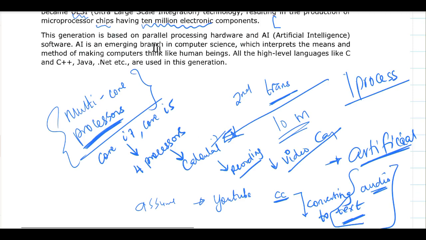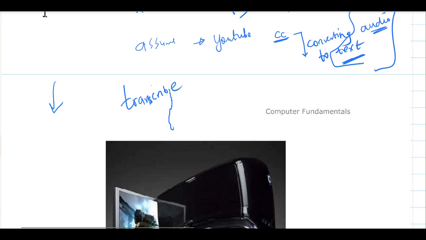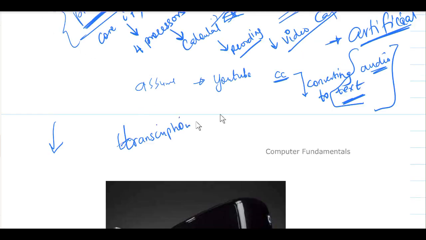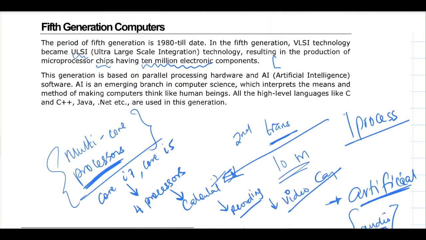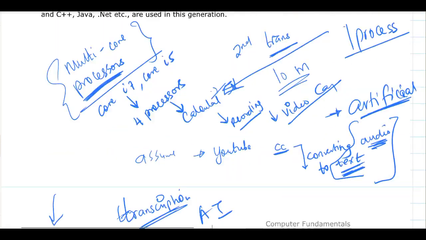AI is an emerging branch in computer science which interprets the means and methods of making computers think like human beings. So when I speak and the computer knows what I have said and converts my speech into text, that is a form of artificial intelligence. All the high-level languages like C, C++, Java, .NET, among others, are used. The word is transcription, to transcribe. So when a computer performs transcription, converting audio to text, it has used some artificial intelligence to carry that task out. So that is what characterizes the fifth generation.